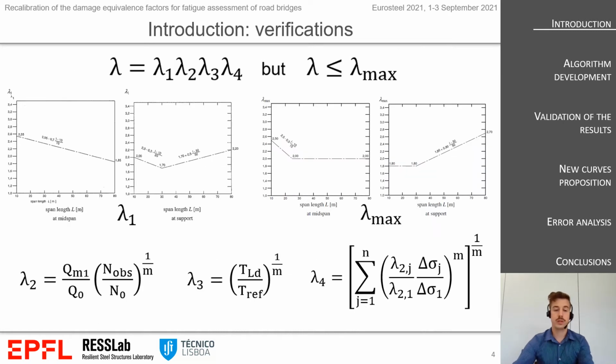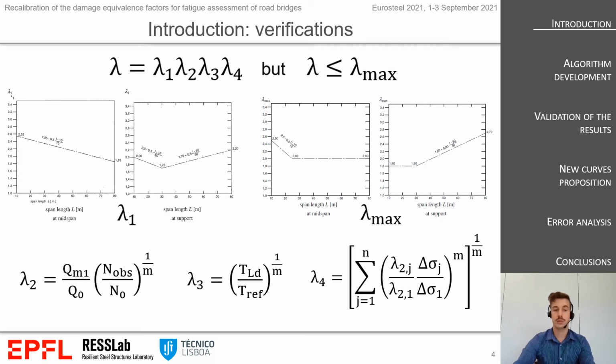This presentation is based on the lambda method that is composed of 4 factors and a lambda max that represents the upper bound that can be reached by the combination of the 4 factors. Lambda 1 represents the damage of traffic and puts in relation the fatigue load model 3 with the real traffic given by the influence line, and a parameter to obtain that is the critical span length.